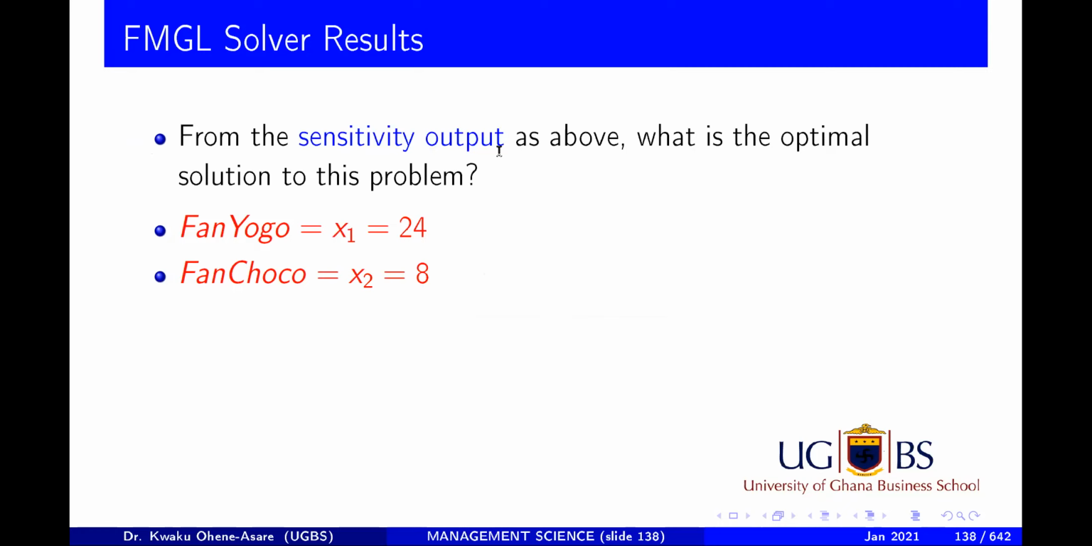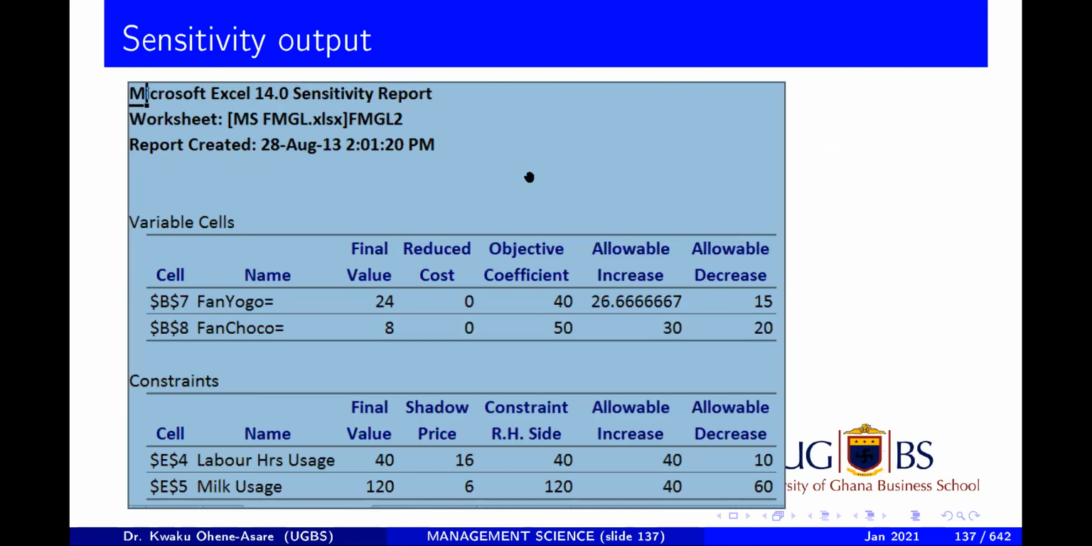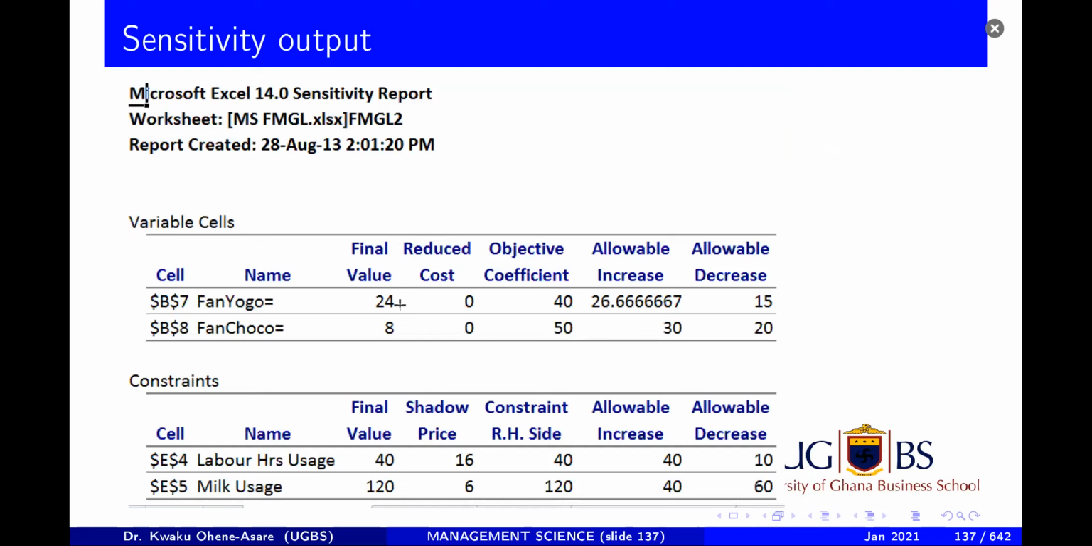Remember, the Fine Yogo was the X1. And if you can remember, in our normal hand computation, this was the answer we had. The Excel is just for more than even 2 variables, and that's why we are doing the hand computation first. So please watch the word optimal solution. It always refers to the final value of the variable. It's so simple. Next question.